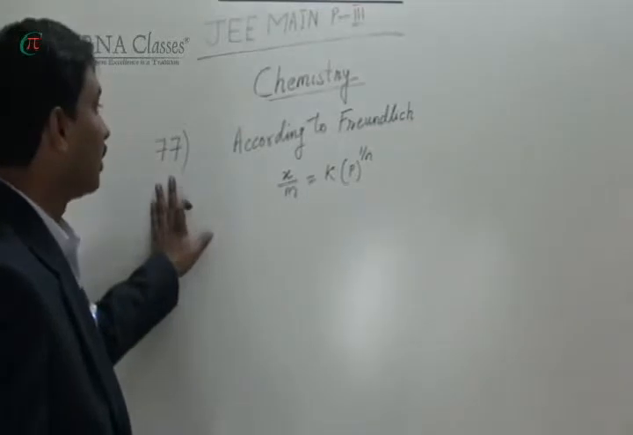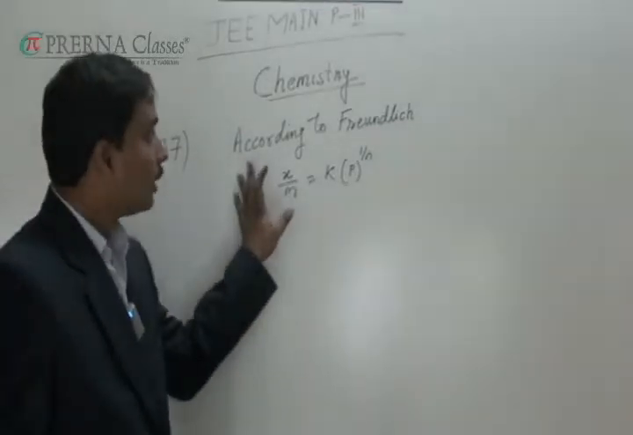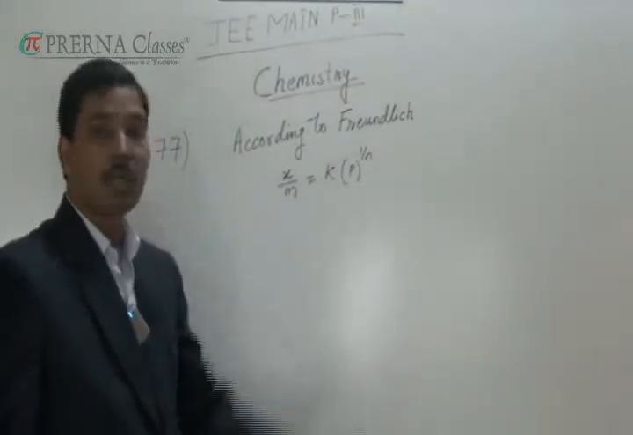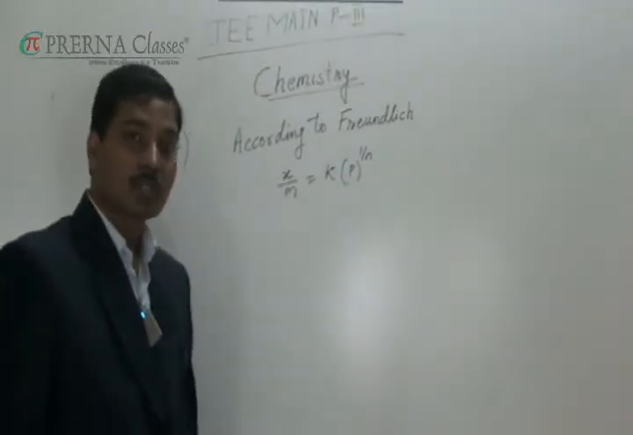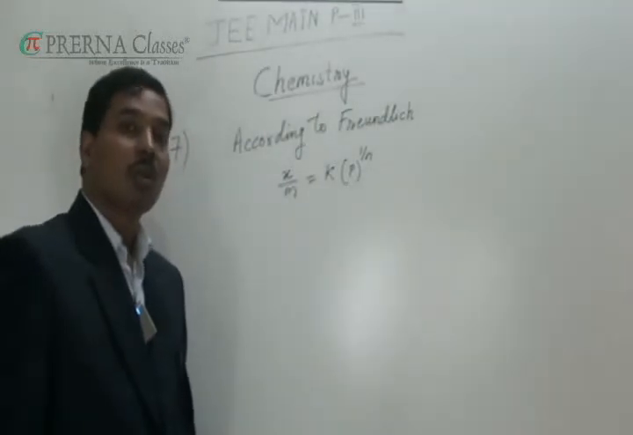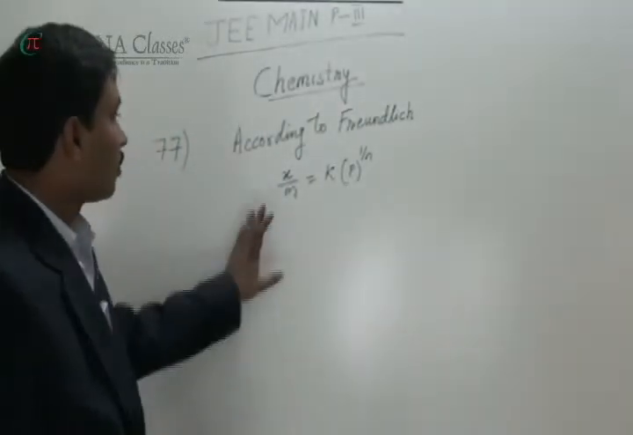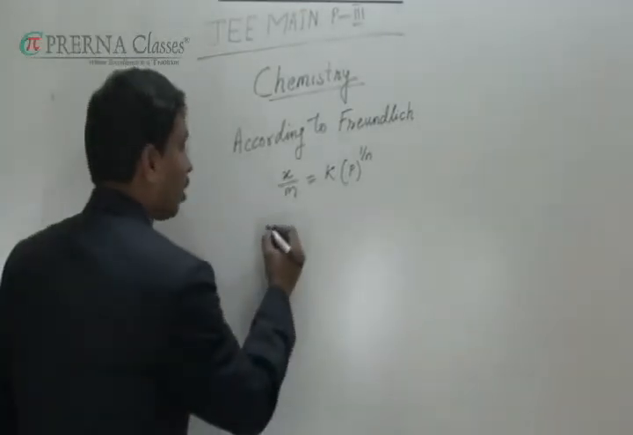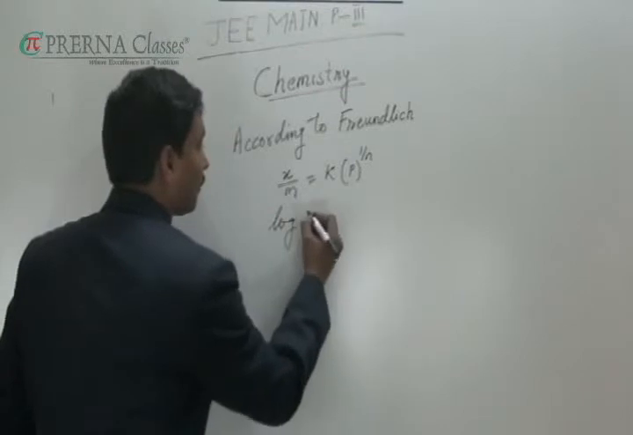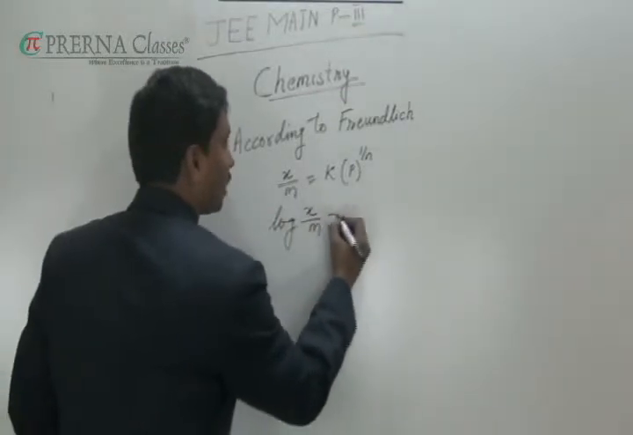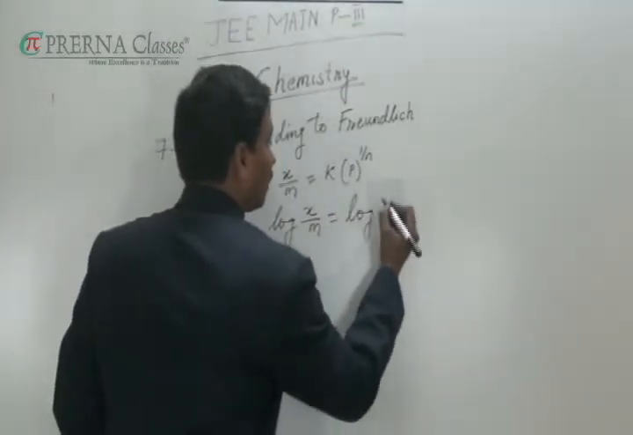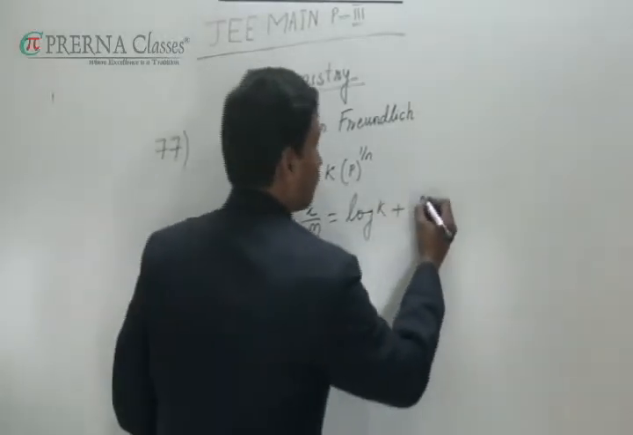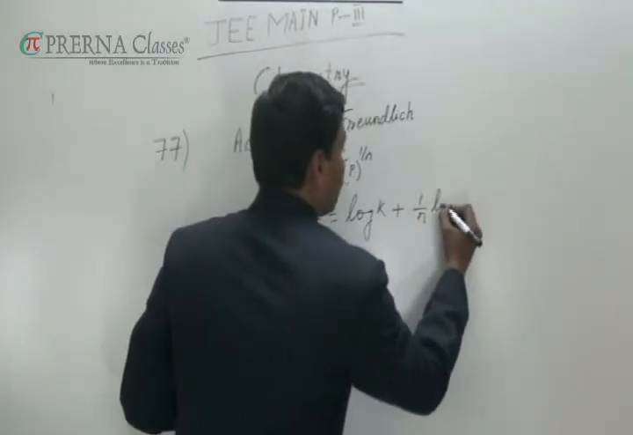Question number 77. According to Freundlich, x by m is equal to k into p to the power 1 by n. We have to find the slope of this if we draw a straight line. So first of all, take log on both sides. Taking log on both sides, we will get log x by m is equal to log k plus 1 by n log p.